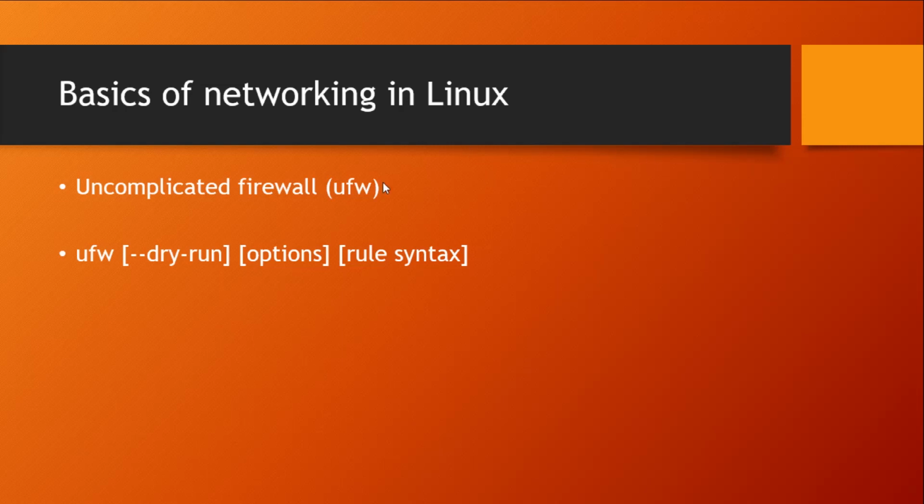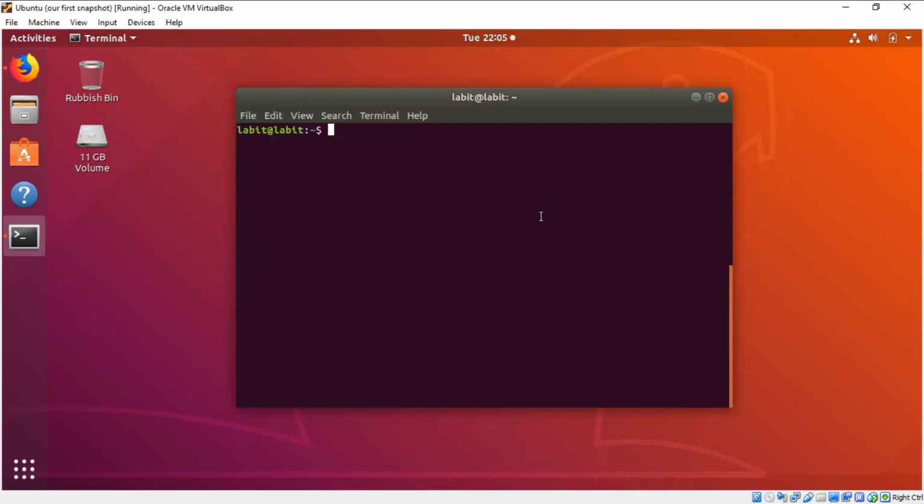The structure of Uncomplicated Firewall is UFW, then --dry-run if you want to run your rules in a dry run mode, some options, and then the rule syntax. Now let's head back to the lab system to try out some rules.